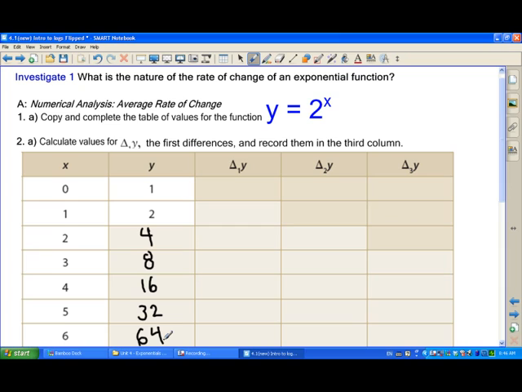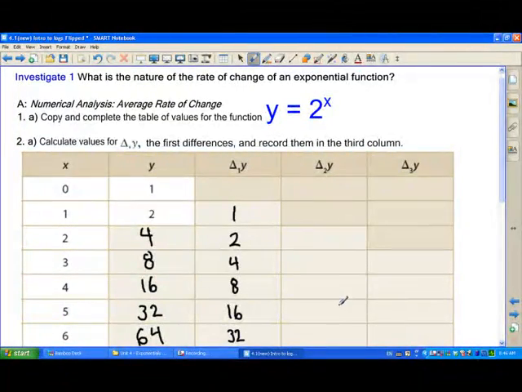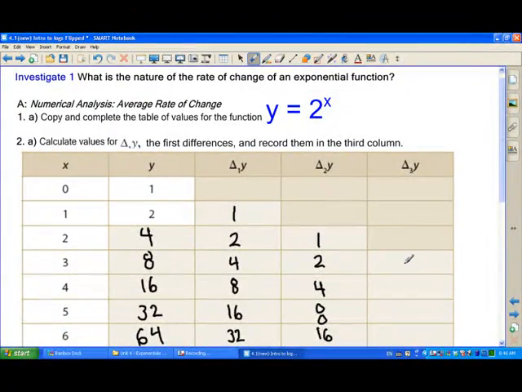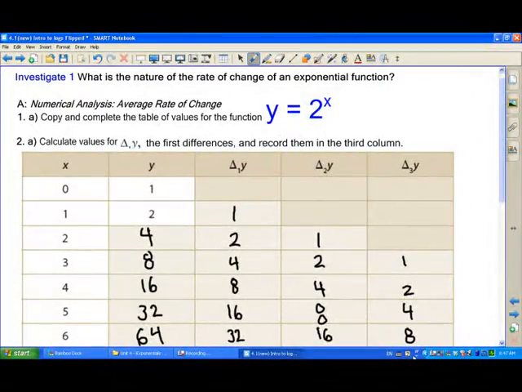And once I've done that, I'm going to start calculating my first, second, and third differences. And I want to see if there's a pattern to these differences. You can fill in the first differences and the second differences too. Compare answers to me. So there's my first differences, and my second differences, and my third differences.